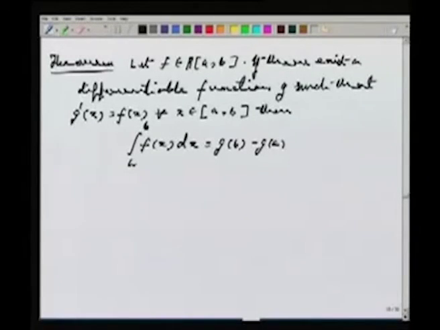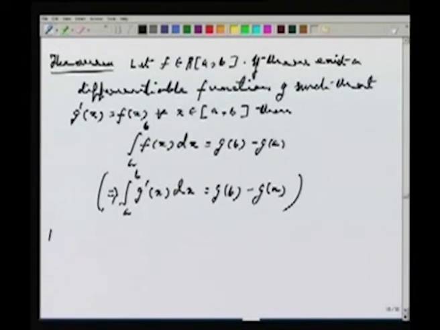Now we come to the second fundamental theorem of calculus. It says that integration of a derivative is the original function. So the precise statement is this: suppose f belongs to R[a,b], and there exists a differentiable function g such that g prime x equals f(x) for all x in [a,b]. Then the integral a to b f(x) dx is g(b) minus g(a). Another way of writing would be that the integral a to b g prime x dx equals g(b) minus g(a).